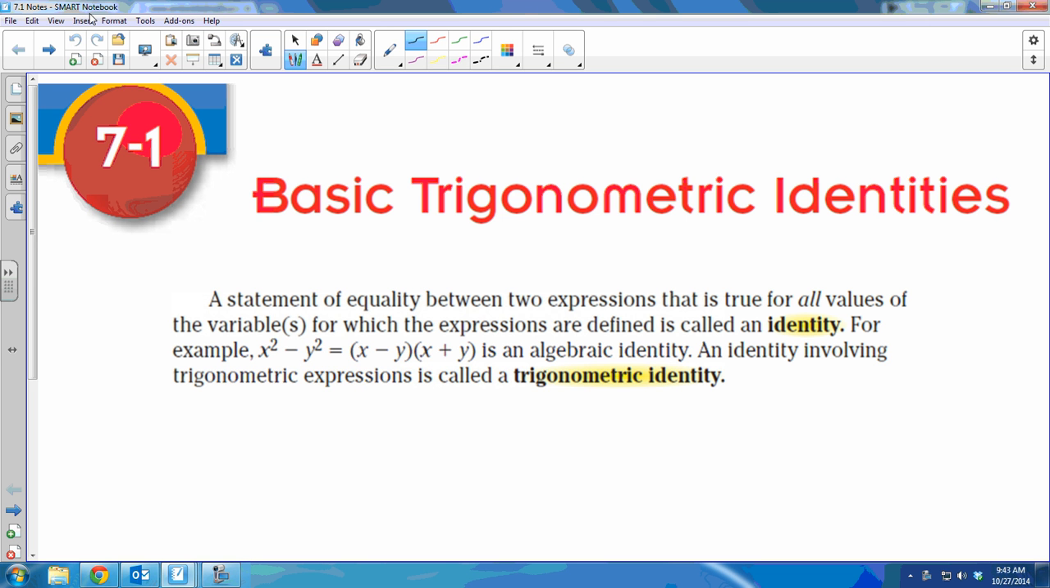All right, but there are lots of things in trigonometry that are identities, where we can write some sort of equation and each side is always going to be equal, always. That's what an identity is. So a trigonometric identity is just one using trig functions. That's all the difference.